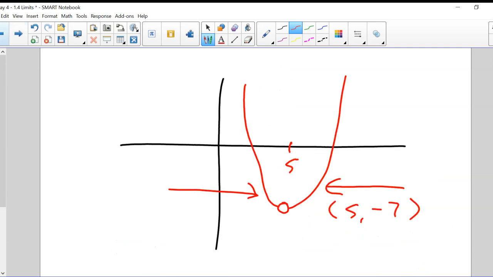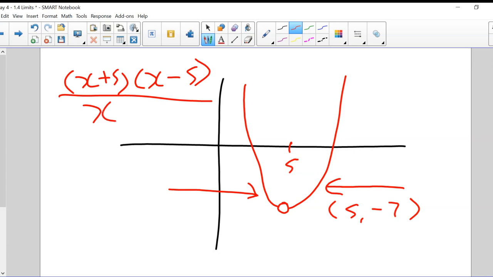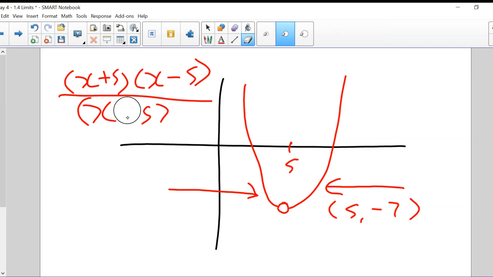But at any rate, functions can have holes in them. Just FYI, functions can have holes in them. And that usually happens, let me give an example of when it happens. So let's say you had a function that was x plus 5, x minus 5 over x plus 5, right? The function does not exist at minus, actually, I should have used x minus 5 as the example here.